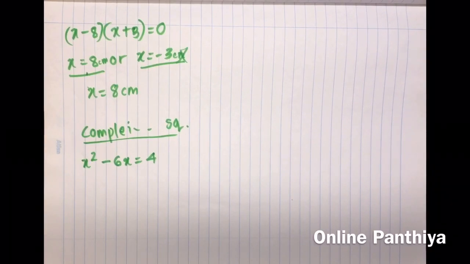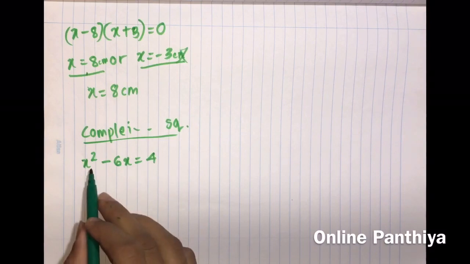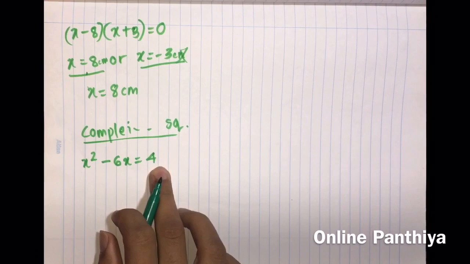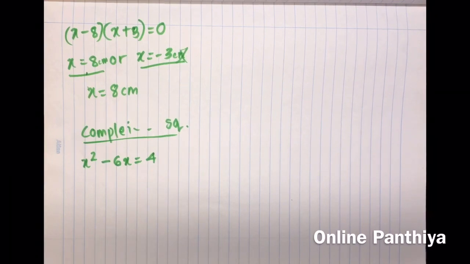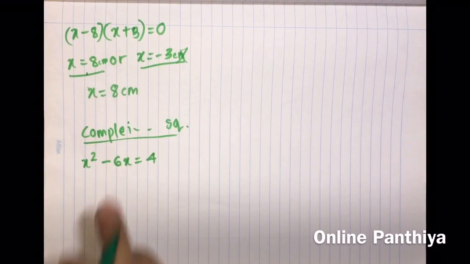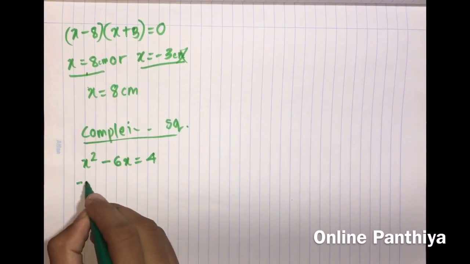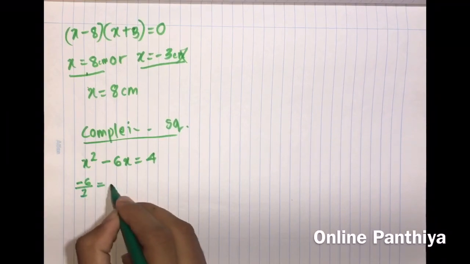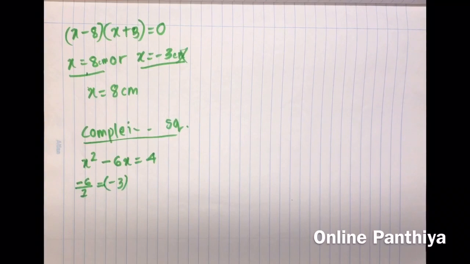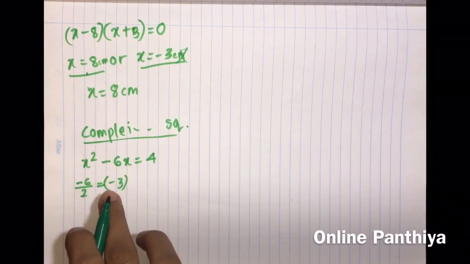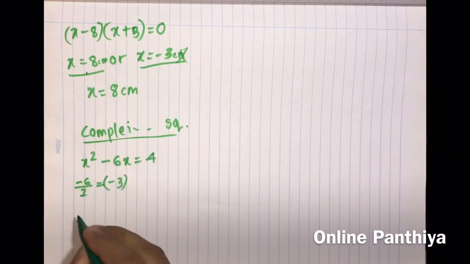What was the very first method we followed? We use this order: always x squared, then x, and put the constant to the other side. Don't forget it. Now you have to check the coefficient of x, which is minus 6. You should take half of it, that is equal to minus 3. Don't forget it. Now you have to add the square of minus 3 to both sides of the equation.